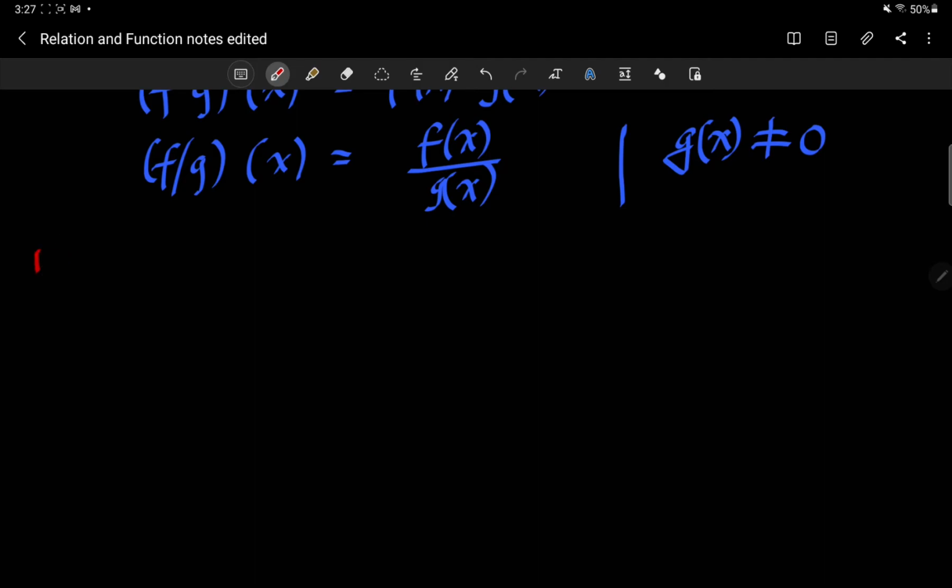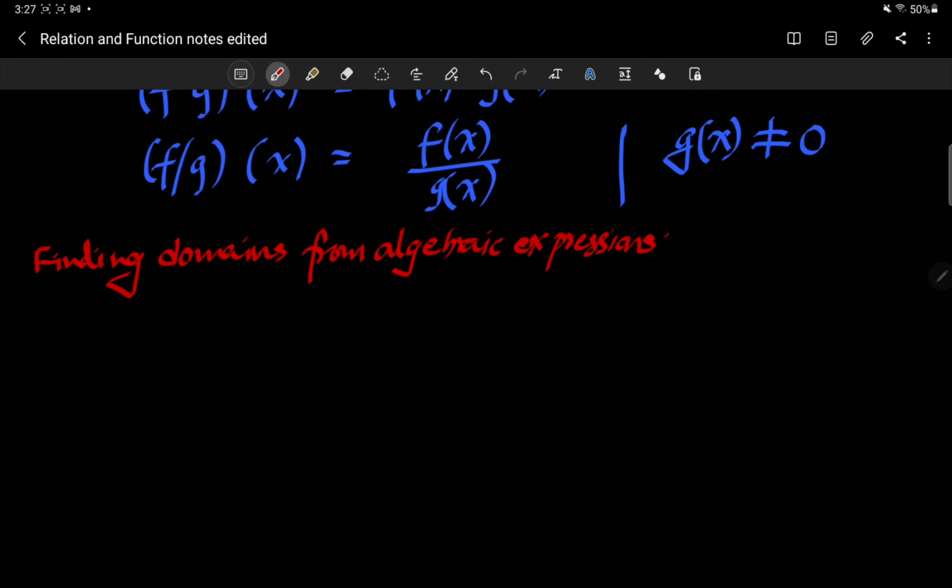This is called finding domains from algebraic expressions. Okay, what does that mean? We use this term called valid input. Which raises the question, what is invalid?